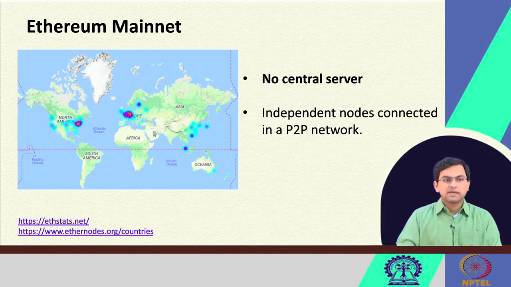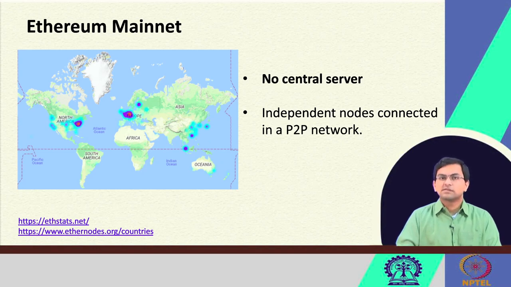So, this map is basically highlighting from which geographical regions how many participants are connecting. This is a heat map indicating from which region the number of nodes is higher and from which region fewer nodes are participating. So, this Ethereum main network is actually one single instance of an Ethereum network.